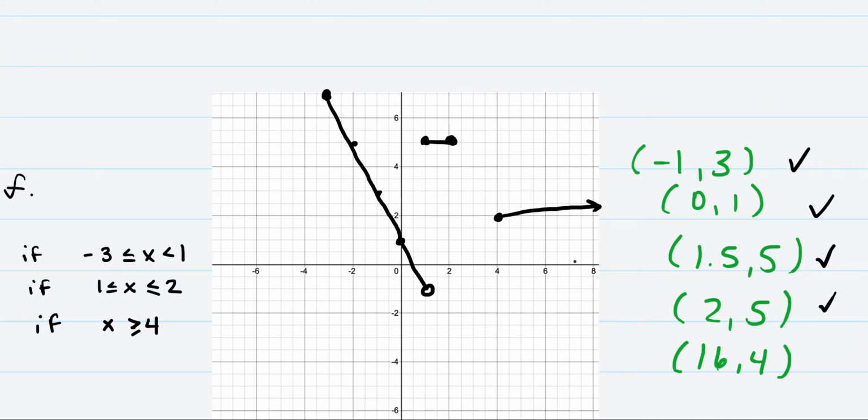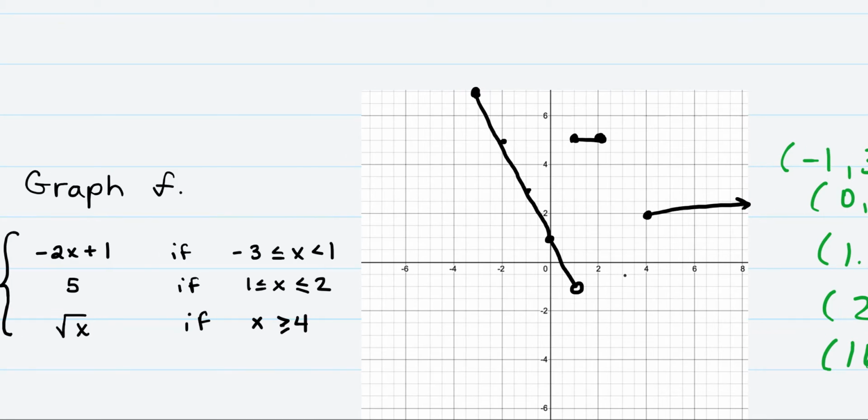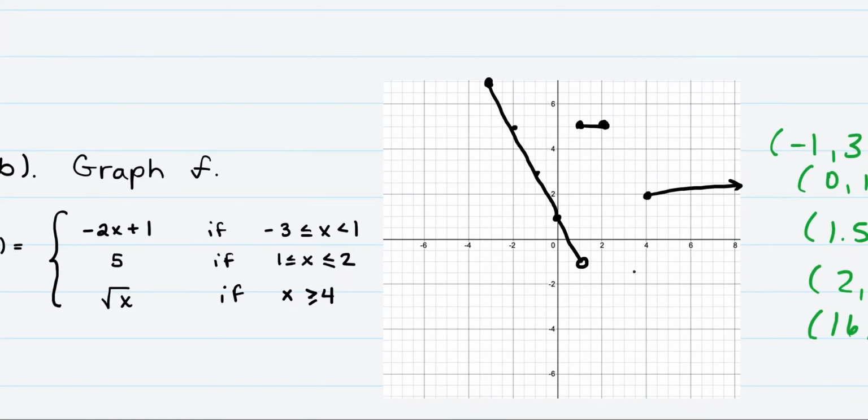And then (16, 4), that's a little bit further out on my graph. I don't have it, but if I put more tick marks and I made this bigger, I could see it. And in fact, it does correspond to this piece. This piece right here is the square root of x, so if we did put 16 in here, we'd get 4. So this would go through 4. Okay, so we've graphed that piecewise function.